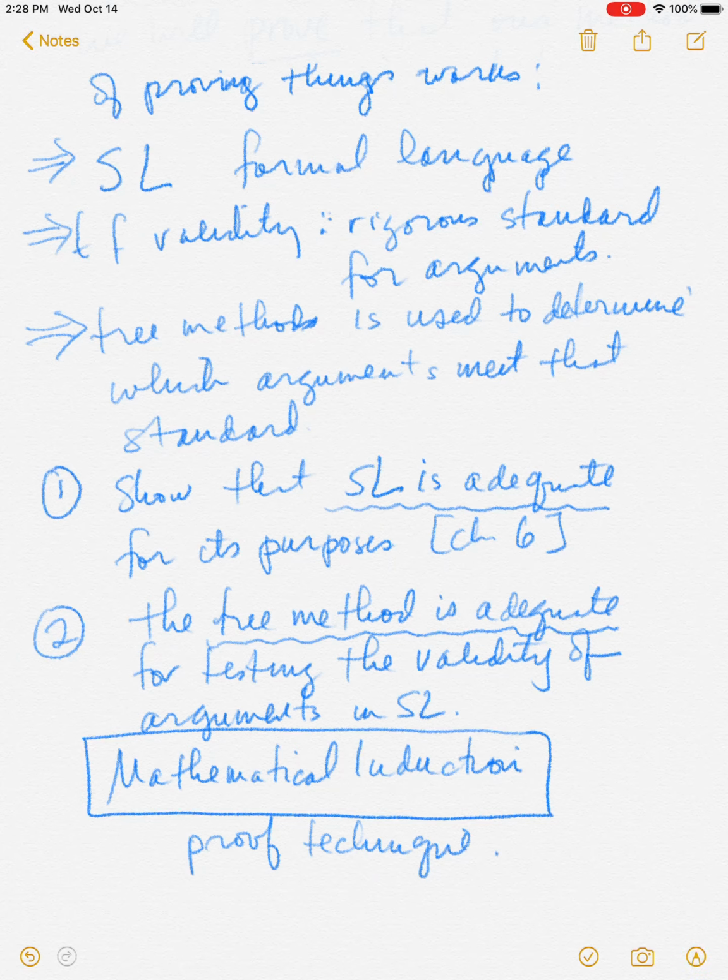And it's a technique that actually gives us a way to prove something about an infinite set of things, about an infinite collection of things. And both of these adequacy proofs, about the adequacy of SL and the adequacy of the tree method, rely on proofs by mathematical induction. Okay, so let me just say as an aside, I will never ask you to prove anything by mathematical induction. But I want you to follow along. I want you to be able to understand in broad strokes what's going on in the two proofs that we're going to be talking about.